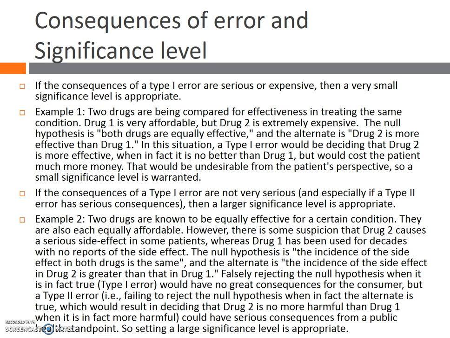The null is that the incidence of the side effect is the same in both drugs. The alternative is that the incidence of the side effect in drug 2 is greater than that in drug 1. If you falsely reject the null when it is in fact true, which is a type 1 error, that would have no great consequence for the consumer. But a type 2 error, aka failing to reject the null when the alternative is in fact true, would result in deciding that drug 2 is no more harmful than drug 1, when in fact it actually is more harmful. That could have serious consequences from a public health standpoint. So setting a large significance level would be appropriate in that case.